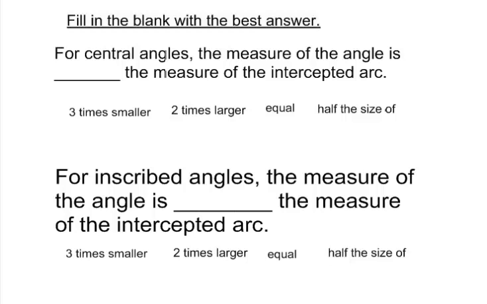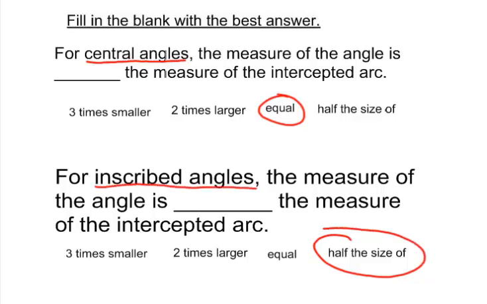Okay, welcome back. The first one, for the central angles, the measure of the angle is equal to the intercepted arc. For inscribed angles, the measure of the angle is half the measure of the intercepted arc.